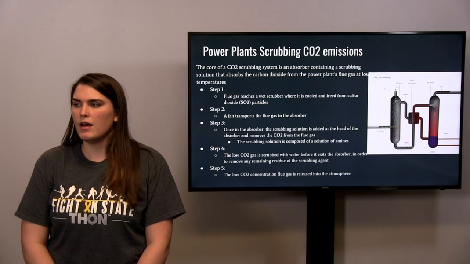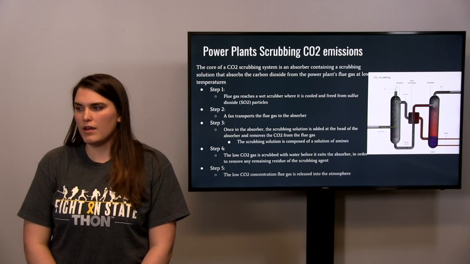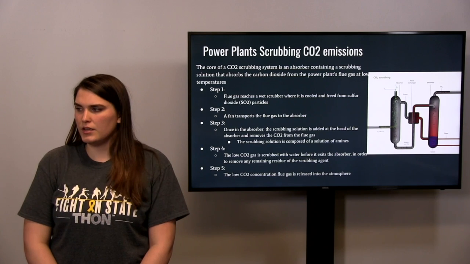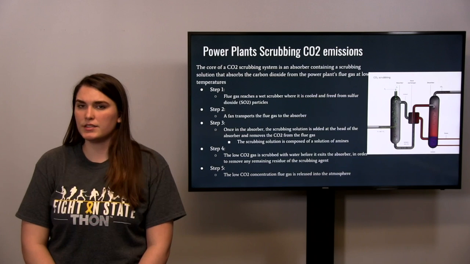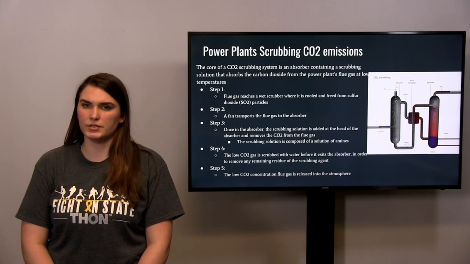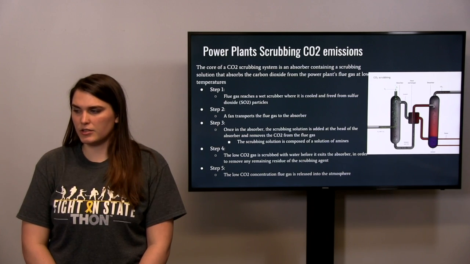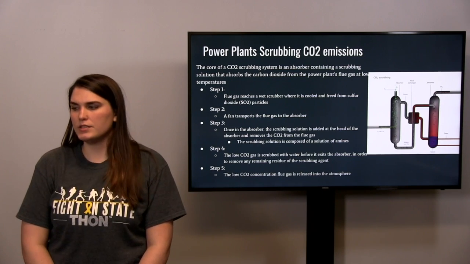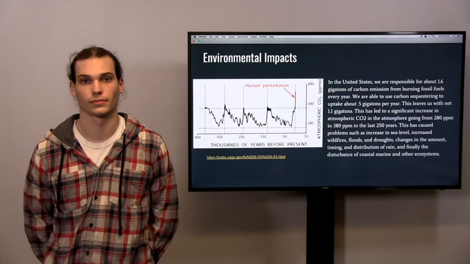devices used. A fan then transports the flue gas into the absorber, and the absorber uses scrubbing solution at the head to remove the CO2 from the flue gas. This scrubbing solution usually is composed of a solution of amines. Then the low CO2 gas is scrubbed with water before it exits the absorber in order to remove any remaining residue of the scrubbing agent. The low CO2 concentration flue gas is then released back into the atmosphere.